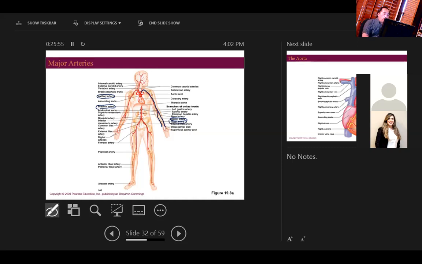Now, after the radial and the ulnar artery, they become an arc. And that is called your palmar arc. The palmar arc is connecting the radial and the ulnar artery. And after connection, it's going to give off branches from the arc to the fingers. And those branches are going to be called digital arteries.